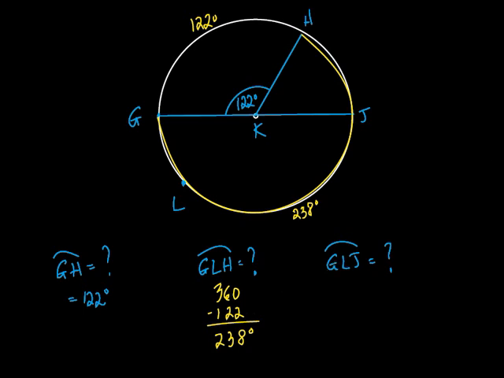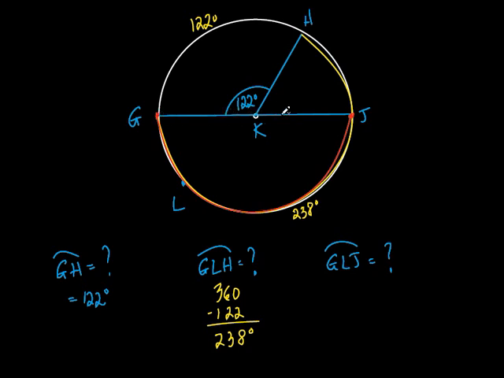So let's move to the next one. Let's change colors here. Let's go, oh no, let's go red. All right, arc GLJ. That goes from here, and then it goes through L, and it stops at J. If you look at this, from G to J is a semicircle. That's 180 degrees.